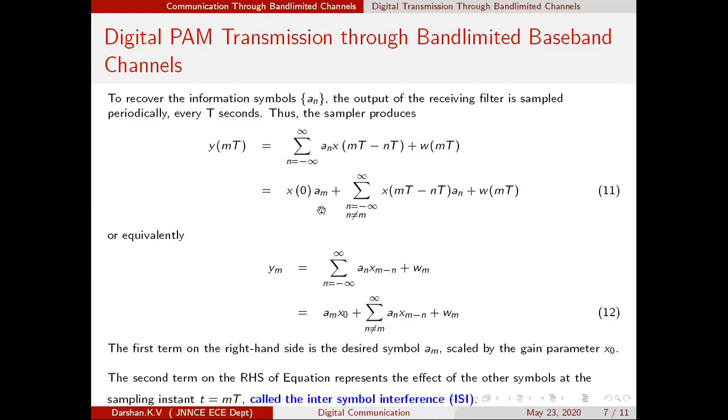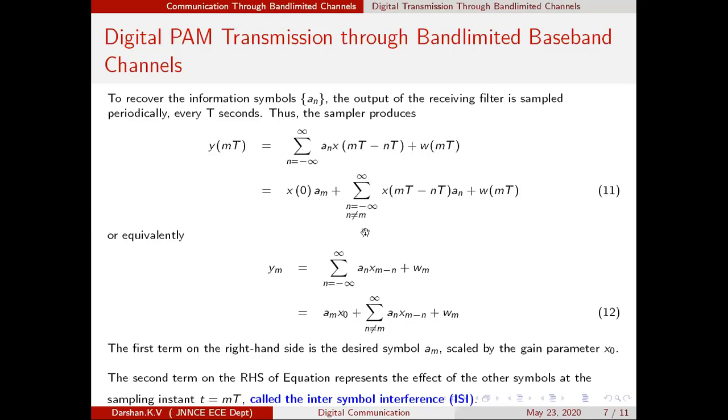What does Am represent? The mth symbol along with some weight x of 0. We'll come to this x of 0 later. This is the desired symbol, because what are you doing? You are taking the mth sample at the output. So therefore, what are you getting? You are getting the mth symbol transmitted.